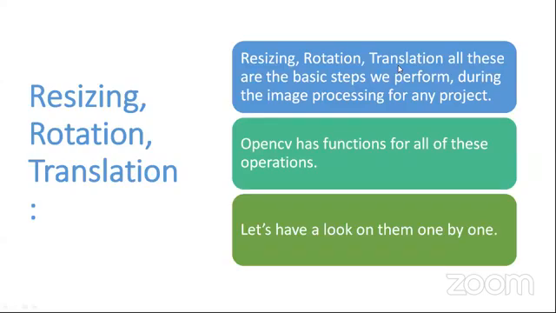So, okay, moving forward, resizing, rotation, and translation. These are all basic steps we perform during image processing. First we will cover it from scratch. So why do we need resizing, rotation, and translation? Resizing is to change the size of the image. You have a big image, you just resize it to a different image size.